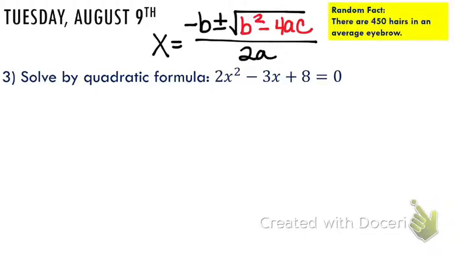All right, let's start off. Is this already set equal to 0? Yes. All right. So that means A is what? What's A? 2. What's B? What's C?